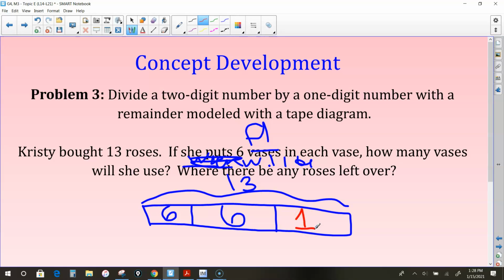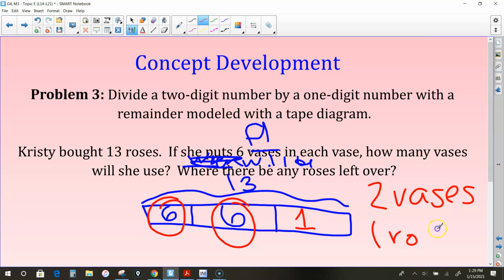So how many vases will I use? Well, these fit in a vase. That's 1 vase. These fit in a vase. That's 2 vases. So I would need 2 vases. And then I would have 1 rose left over. It didn't fit in a vase because then our number would not stay the same.